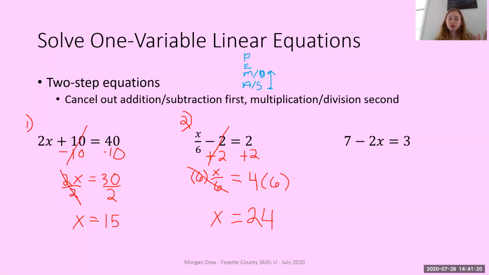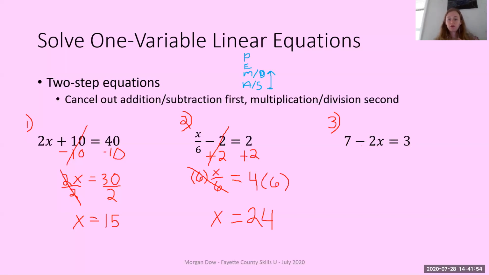If you return to the original equation, what we're saying is that 24 divided by 6 and then subtract 2 is equal to 2, which is actually true. So we did a good job again. All right, let's tackle this third example here. So it says 7 minus 2x equals 3. Now, this third example is slightly different. So it's subtraction and multiplication, both of which we've seen before.